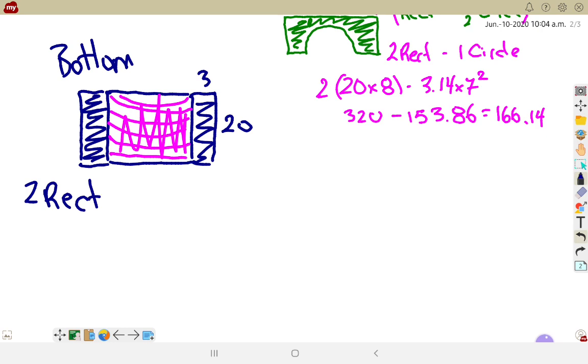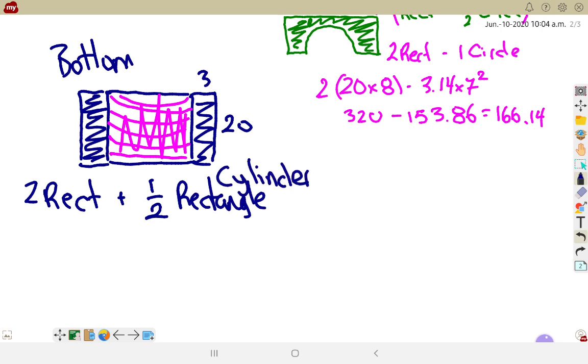But for my pink rectangle, that's half of the rectangle in a cylinder. Okay, so I'll say the cylinder's rectangle. Okay, so my two rectangles on the side, that's 3 times 20, and I'm going to times that by 2, so that's 60 times 2, which is 120.